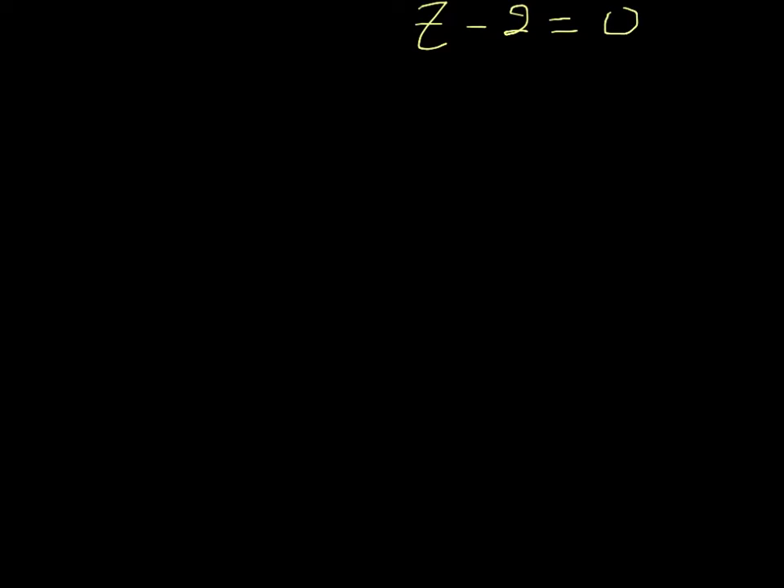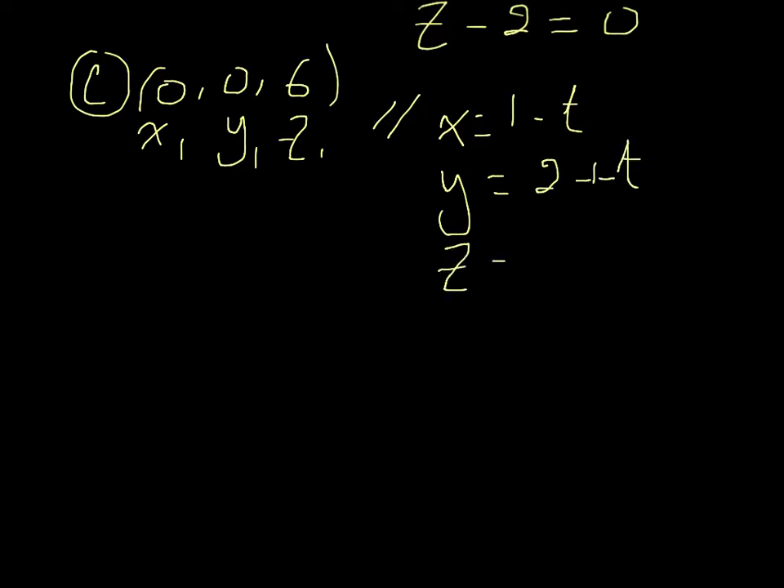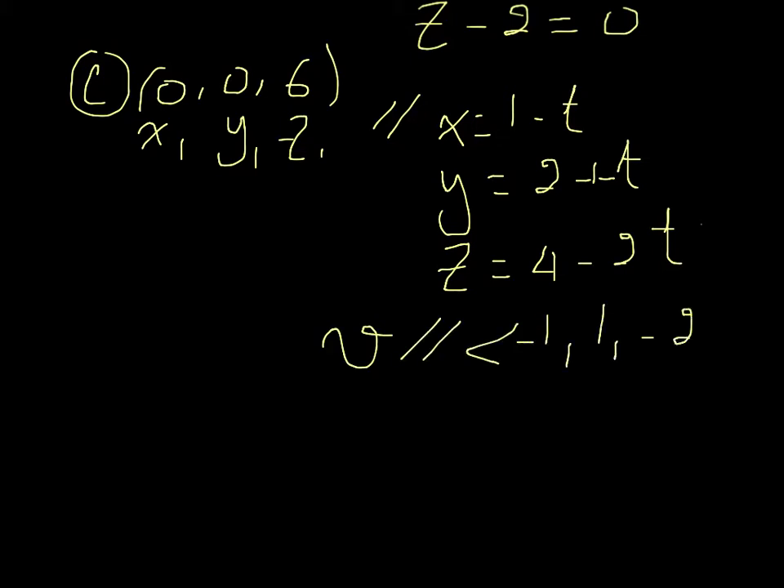Part C, you have to write an equation of a plane that passes through the point 0, 0, 6, which we're going to call x1, y1, z1, and it's parallel to a line, the line x equal 1 minus t, y equal 2 plus t, and z equal to 4 minus 2t. Now, a vector parallel to this line is going to be negative 1, 1, and negative 2. These are the components of this vector, negative 1, positive 1, and negative 2.